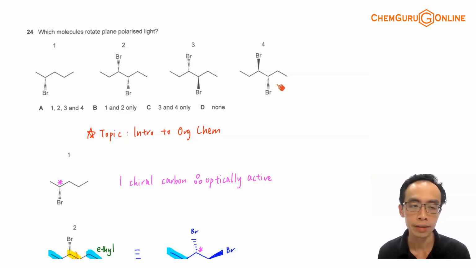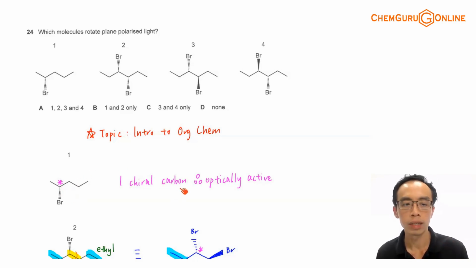Now, if I look at each of these, involving number 1, I have a chiral carbon here. So this is chiral, bonded to 4 different groups. I'll expect this to be optically active. So number 1 will be part of the answer.